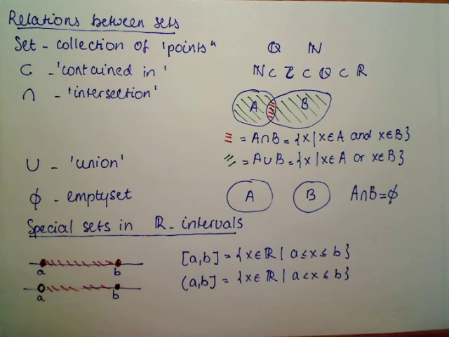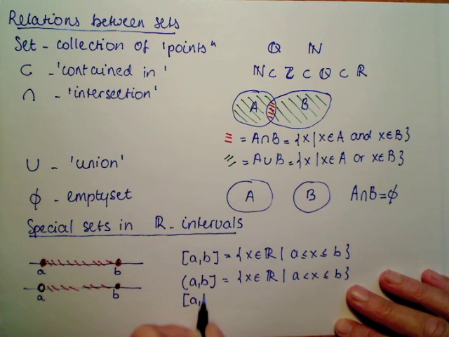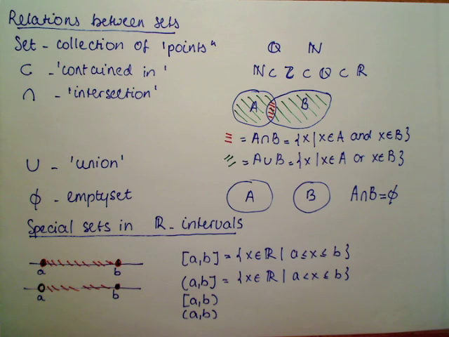Now of course we can make any combination of the two. We can have an interval where A belongs to the interval but B not, or we can have the open interval AB where neither of the endpoints belong to the interval.